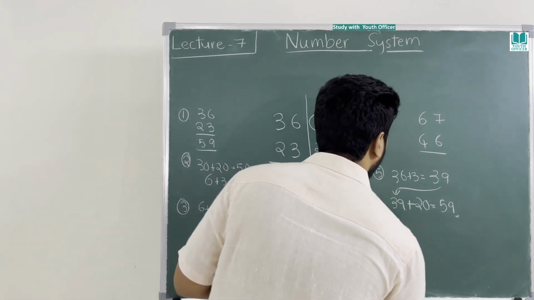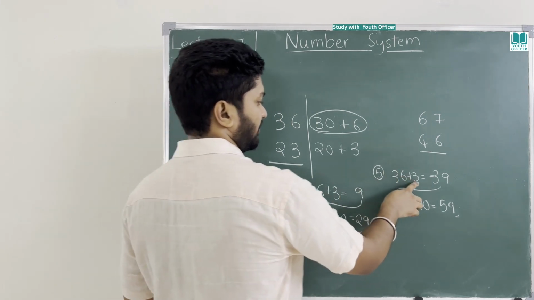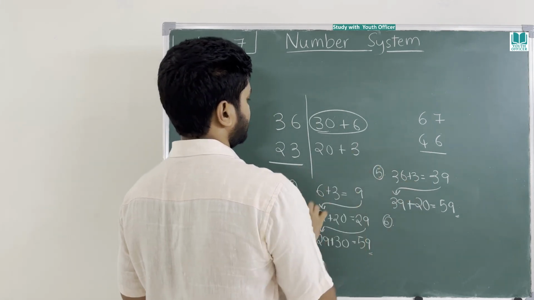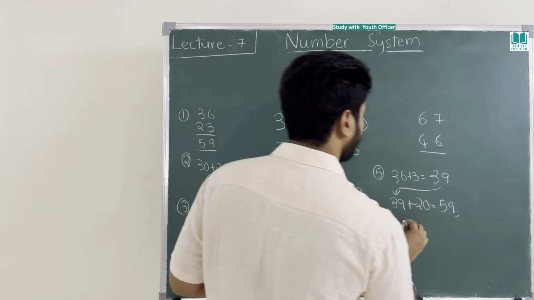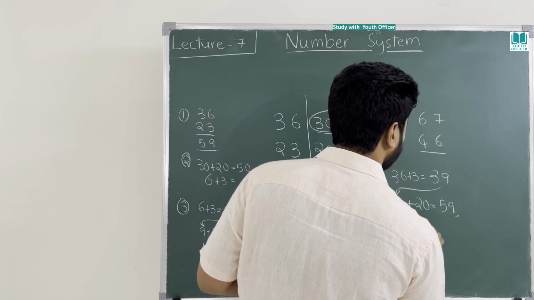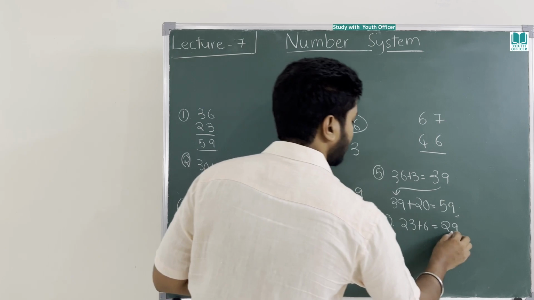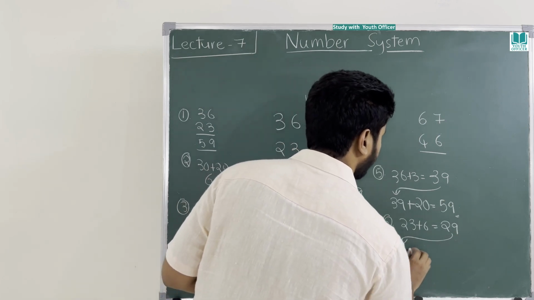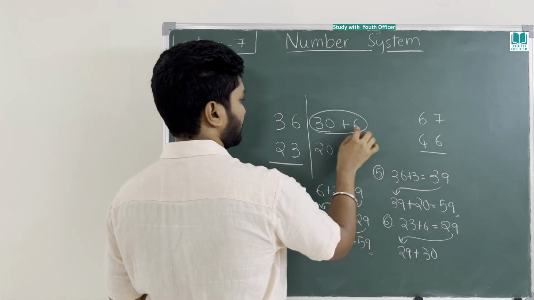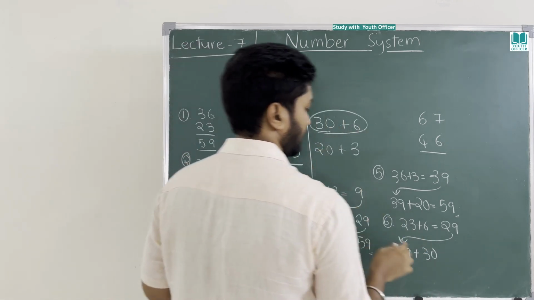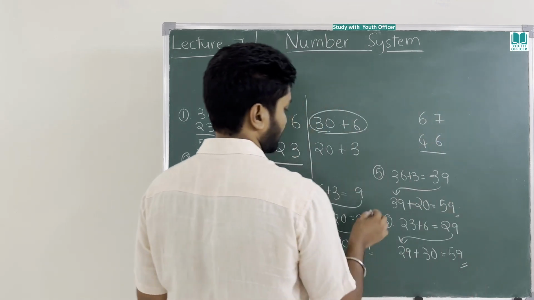Or you can do one more thing. Right now here we added 3 to 36. What I'll do is I'll add 6 to 23. 23 plus 6 is directly 29. I'll take this 29 and I'll add 30, which is remaining here because we already took 6. This is 59. Okay.